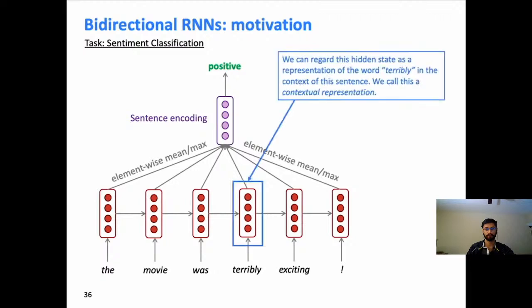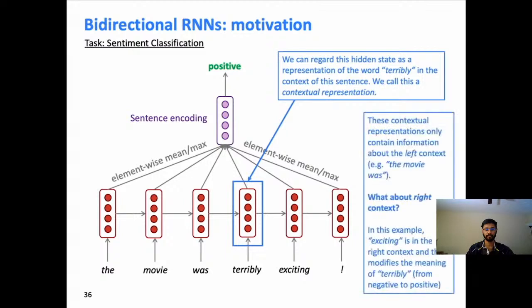So my question is, if we look at, let's say, the hidden state that corresponds to the word "terribly," we're regarding this hidden state as a representation of the word "terribly" in the context of the sentence. For this reason, we sometimes call hidden states in this kind of situation a contextual representation, because it's a representation of the word "terribly" in the context of the sentence. The thing to think about here is that this contextual representation only contains information about the left context. For "terribly," the left context is the words "the movie was." And this hidden state, the one that's got the blue box around it, has only seen information to the left. It hasn't seen the words "exciting" or the exclamation mark.